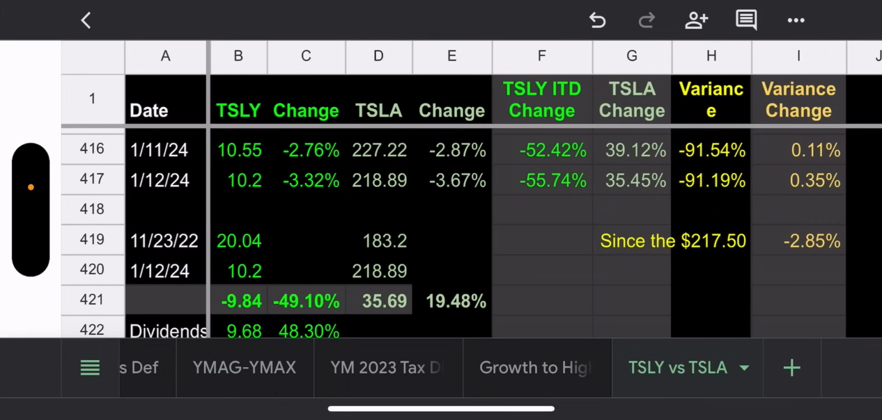So, and when that happens, for example, TSLP, that's the curve fund, they sell so far out of the money that they are taking all of the capital appreciation of Tesla, right?